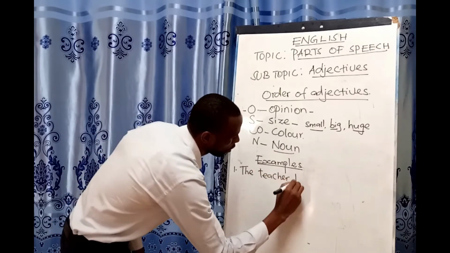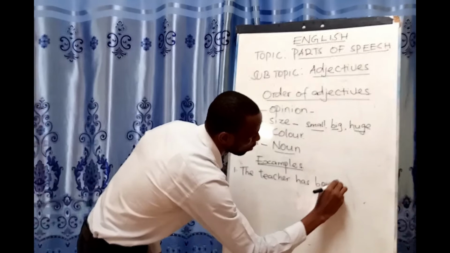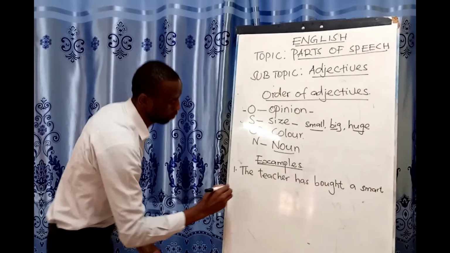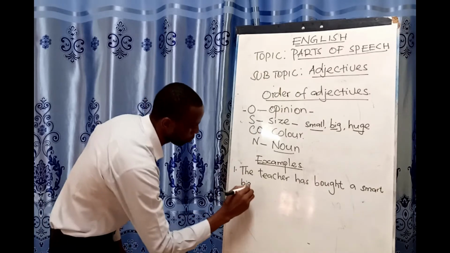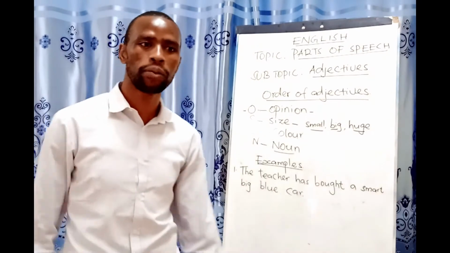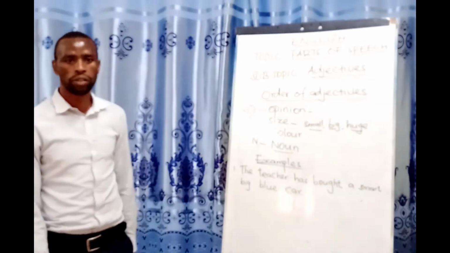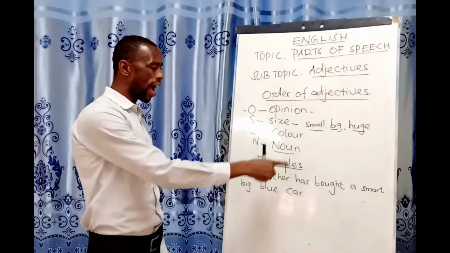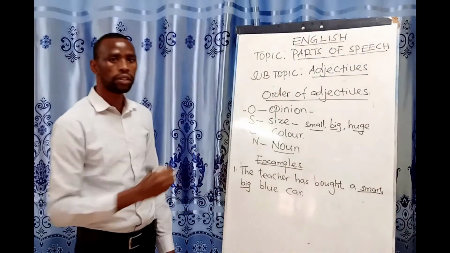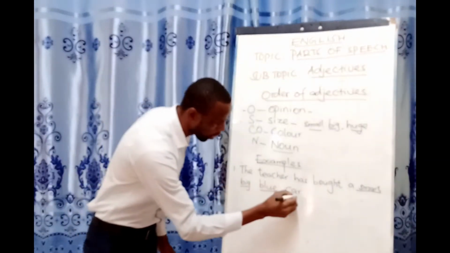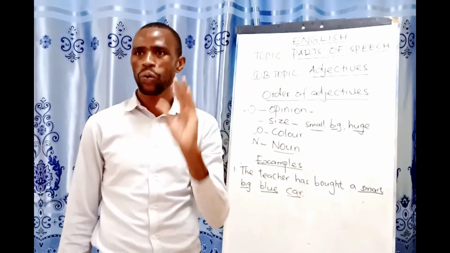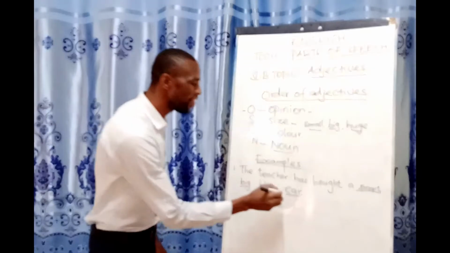The teacher has bought a smart, big, blue car. Read that sentence. Wow, that's good. The teacher has bought a smart, big, blue car. In this sentence, we have used 3 adjectives to describe the car.